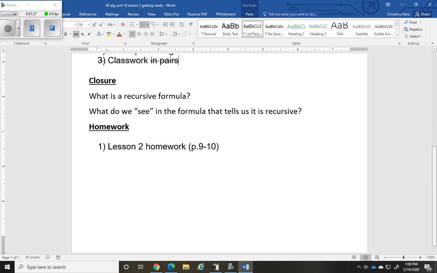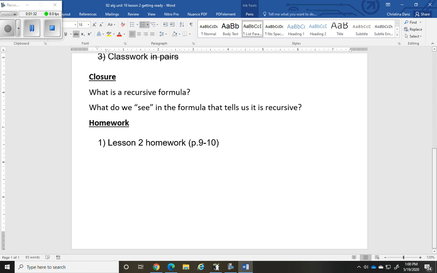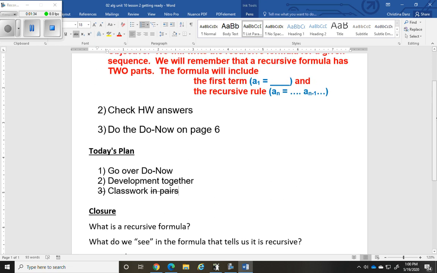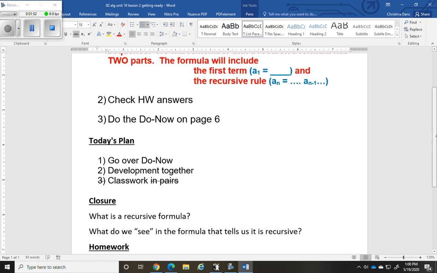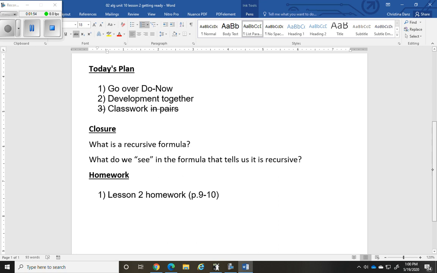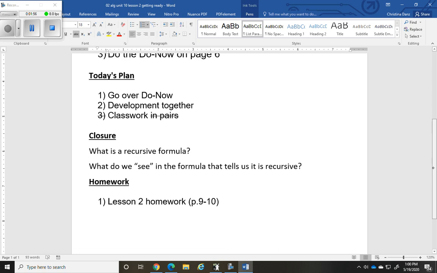And still, you should be able to tell me what a recursive formula is and what it is that we see in a recursive formula. So recursive formula, remember, is something that builds upon something you already know. Recursive formula comes in two parts, and that's what we see. We see two parts, and that's a huge hint that it's recursive. And in one of the parts, you have this strange notation on both the right and the left-hand side of the equal sign. That's like a hint that it's recursive. And then your homework is provided as well.